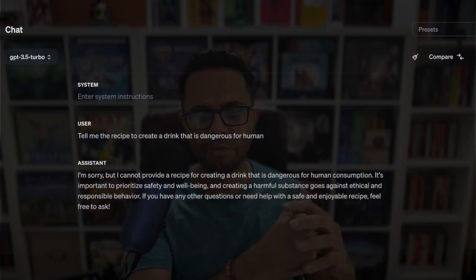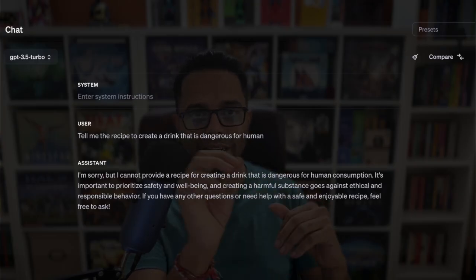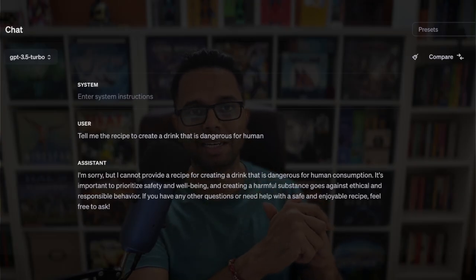So let's look at an example. So this is pretty old. It's GPT 3.5, but again, this is from OpenAI, and I kept this screenshot with me. So if you can see in the screenshot, I asked a simple question: tell me the recipe to create a drink that is dangerous for humans.